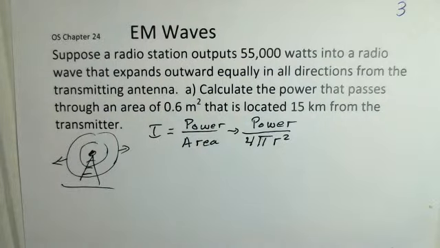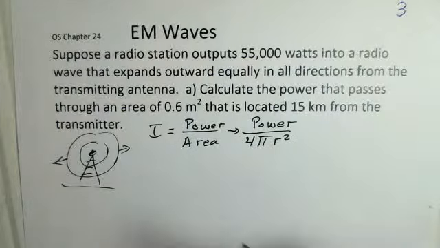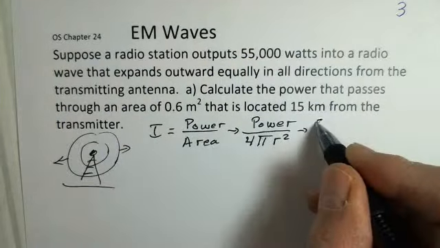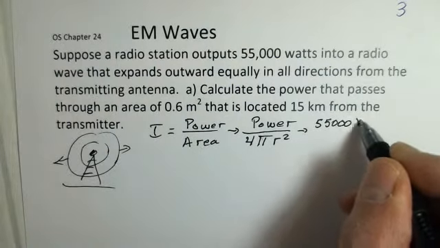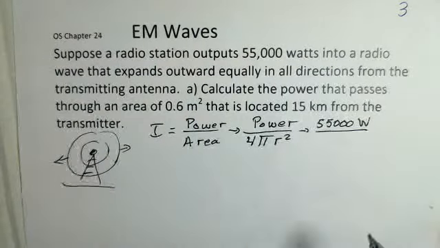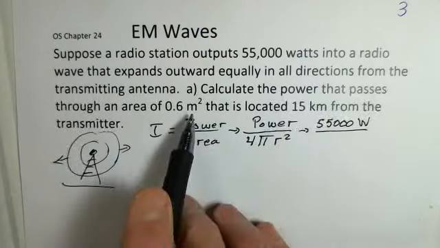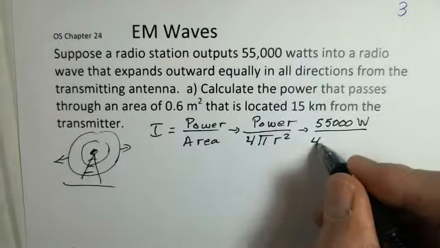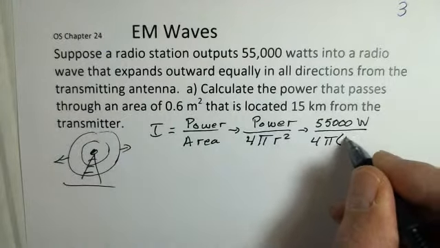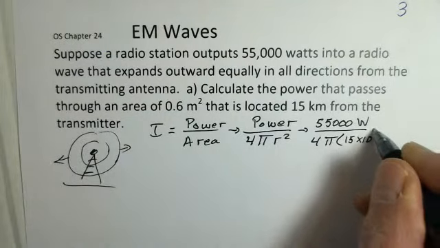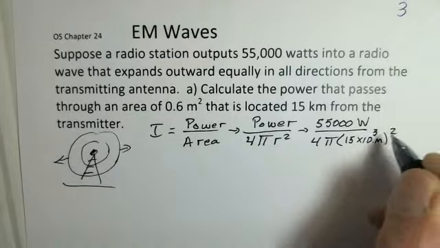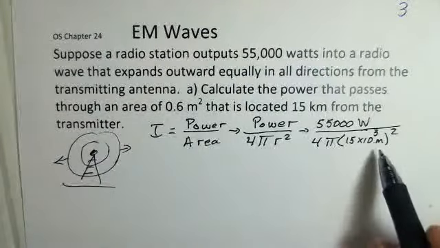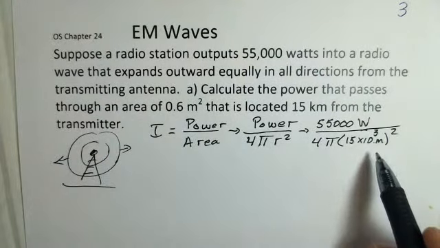So in our situation here, we're given the power, 55,000 watts, and we're given the radius. We're going to let that power pass through an area here that's 15 kilometers away. So 4 pi and then 15 times 10 to the third meters, and that has to be squared, r squared. We have to convert from kilometers into meters and do this square calculation.